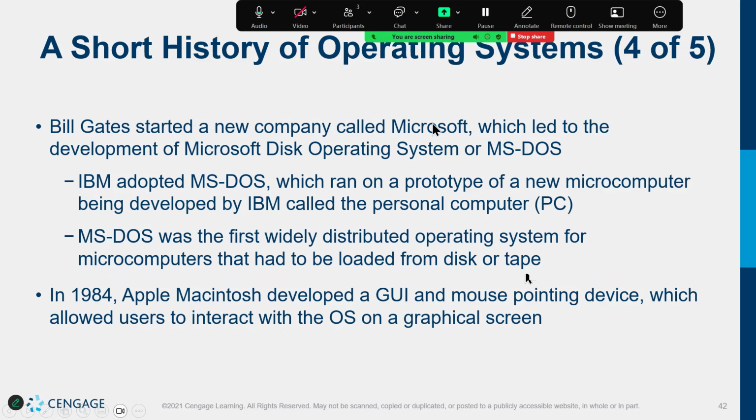Bill Gates started a new company called Microsoft. They never mentioned the other guy, the actual programmer. Bill Gates was like the marketing guy, but the other guy was the programmer. Let's look that up real quick.